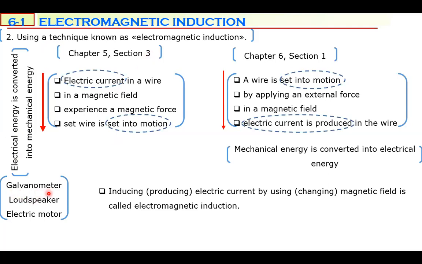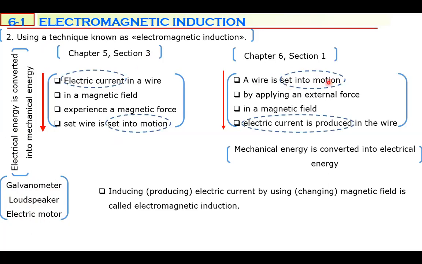Examples: a galvanometer rotates when electric current is given, or a loudspeaker, when alternating electric current is supplied to the coil, vibrates, or an electrical motor, which we will study in section 2. All these convert electrical energy to mechanical energy. But right now in section 1 of chapter 6, we will set a wire into motion.